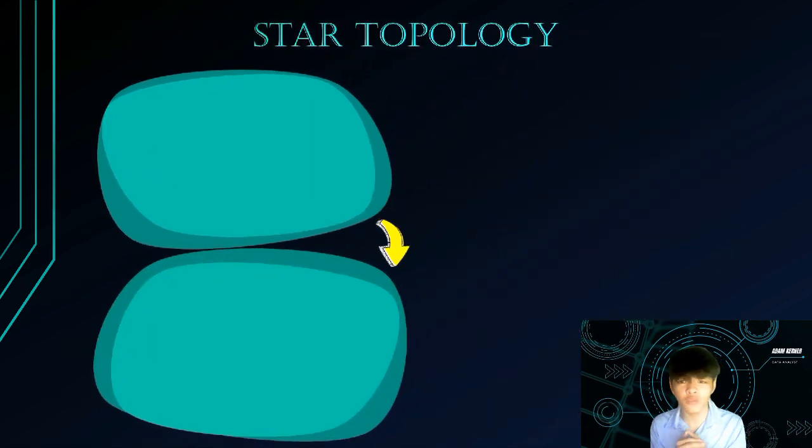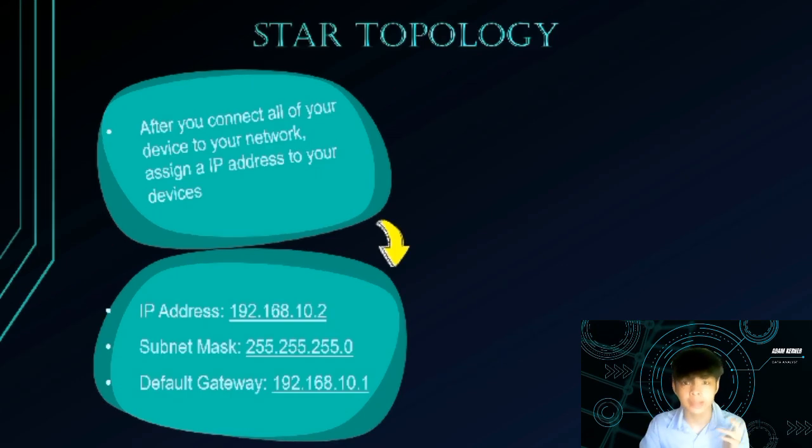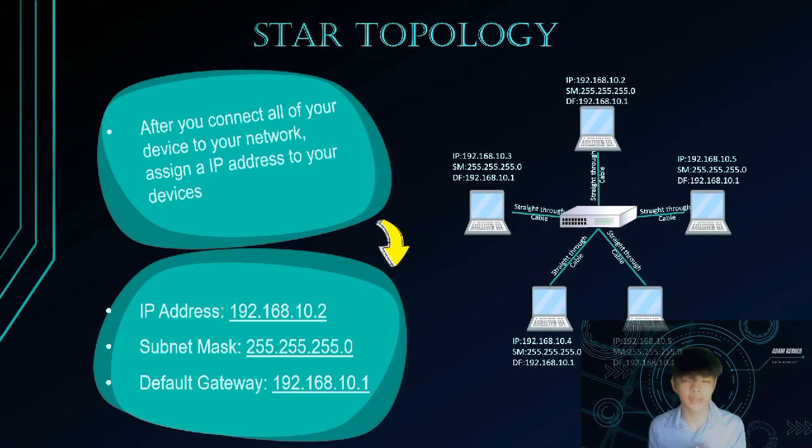After you connect all of your devices to your network, assign an IP address to your devices. So here are the IP address, the subnet mask, and the default gateway. And this is an example of a star topology with their IP addresses.